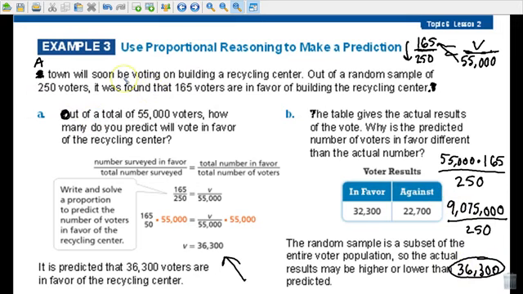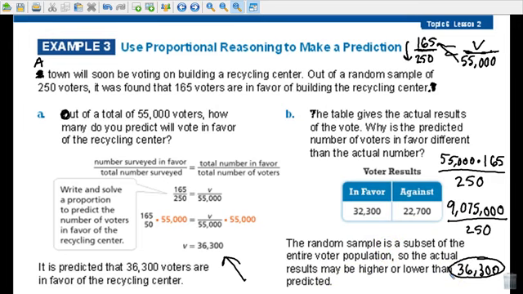A random sample is a good point of view for the actual vote, but it will not give us the actual vote because we need every single person in the population to give us the legitimate results. This is just a guesstimate to see what we think is going to happen, and what we got was we think it's going to be passed for the recycling center. But these are the actual results. So a random sample is just a subset of the entire voter population. So the actual results may be higher or lower than predicted. Which makes sense. We're just using math to figure it out.